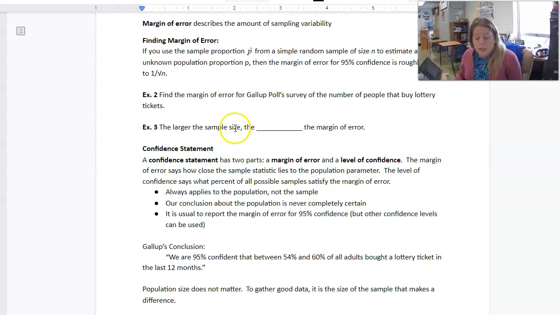The larger the sample size, the smaller the margin of error. I think if I change that number from 1,523 to like 100, that margin of error will get way bigger. So the larger the sample size, the smaller the margin of error.